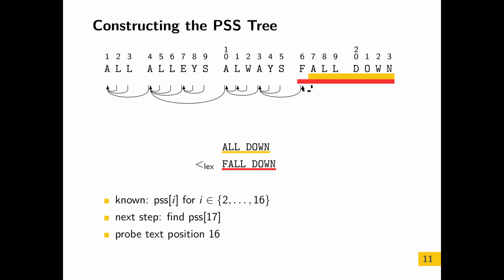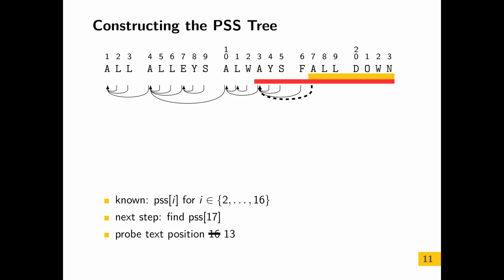At this point, we can exploit the property that previous smaller suffix edges do not intersect. Since there already is this green edge from position 16 to position 13, there cannot be an edge from position 17 to positions 14 or 15. Otherwise, the outgoing edges from positions 16 and 17 would intersect. Therefore, we follow the green edge to position 13, which is the next position at which we might find the PSS of suffix 17.